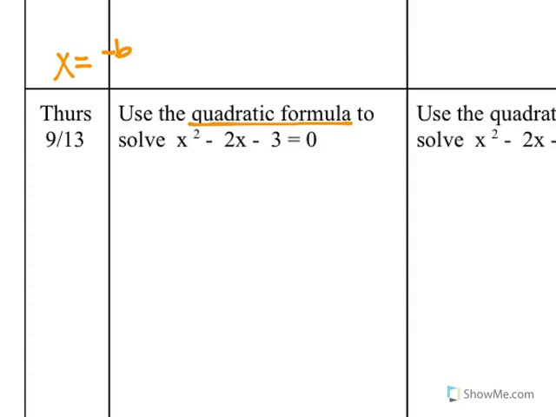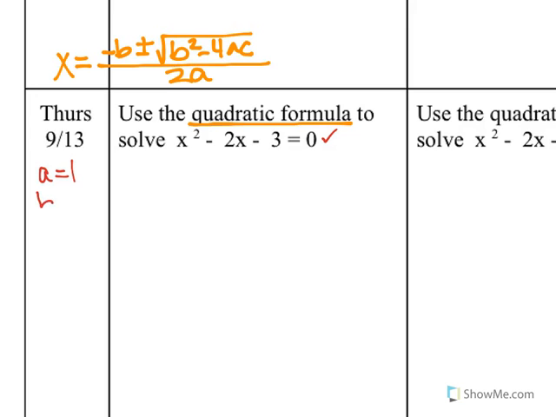So the formula is negative b plus or minus the square root of b squared minus 4 times a times c, all over 2a. Now this might look a little bit intimidating, however it's really simple to evaluate. So we do need to say what our a, our b, and our c are of this equation here. So a is the number in front of x squared, 1. b is the number in front of x, negative 2. And c is the very last number, the constant, negative 3.